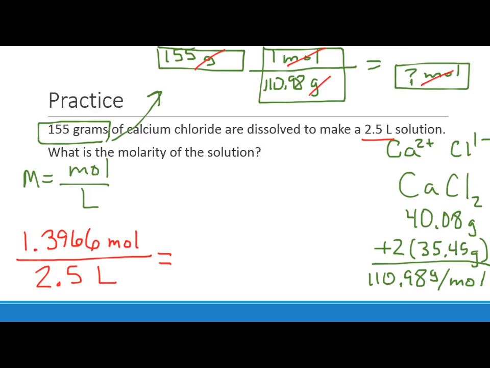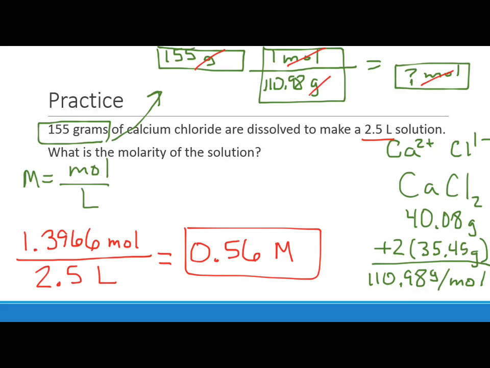But I'm just going to take my 1.3966 and divide by 2.5. Now, I only have 2 sig figs to work with because my 2.5 liters only has 2 sig figs. So I'm going to go ahead and round this to 0.56 molar, or moles per liter. And that would be my answer right there.